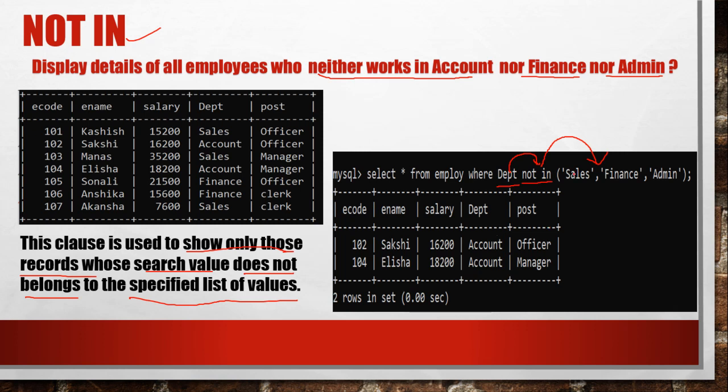Why? Because account is not specified over here. So in this case we are seeing the record of only accounts department employees. You can manipulate the above command as per the requirement, because in this I have taken sales, finance and admin, but according to the question it is written you don't have to show the records of employees who work in accounts, finance and admin department.